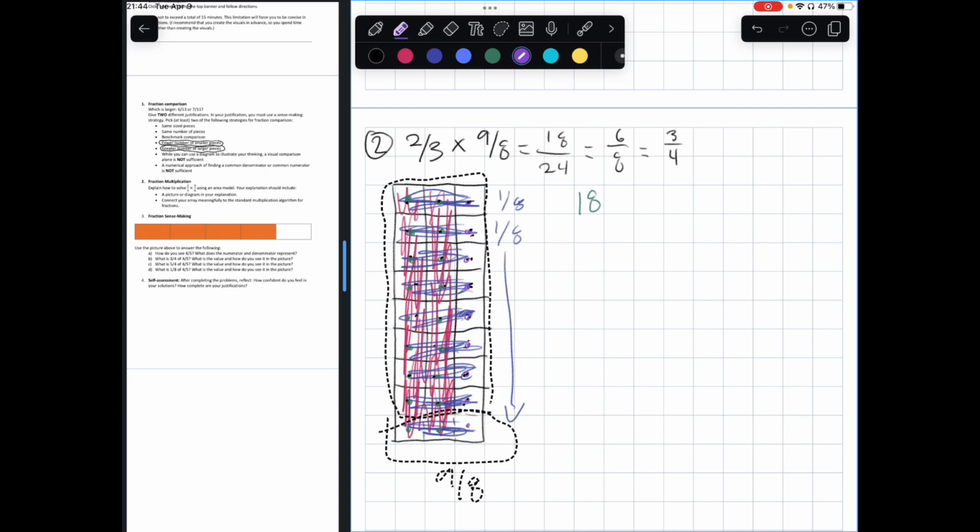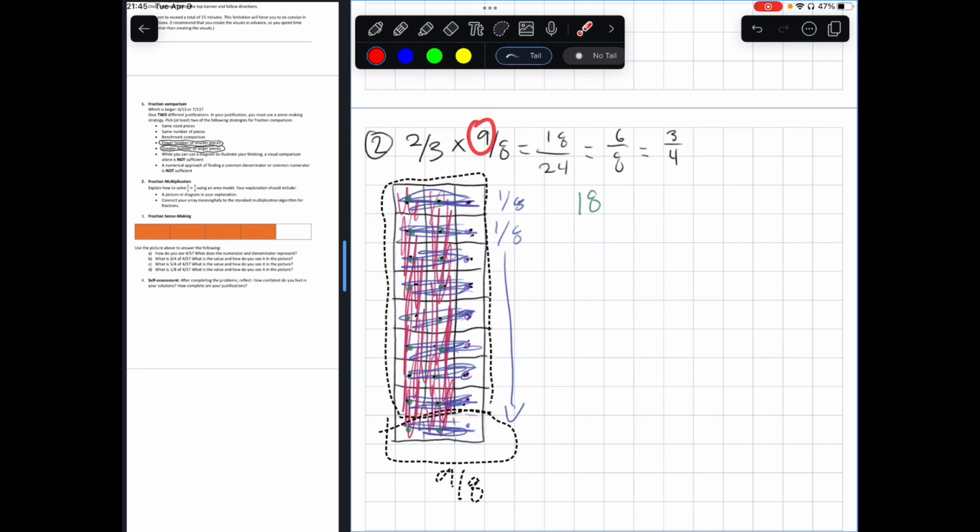Three, 6, 9, 12, 15, 18, 21, 24. Yeah, so 3 times 8 is 24. And in the whole, there's a total of 1, 2, 3, 4, 5, 6, 7, 8, 9, 10, 11, 12, 13, 14, 15, 16, 17, 18, 19, 20, 21, 22, 23, 24. Right. In the whole, there are 24 pieces.